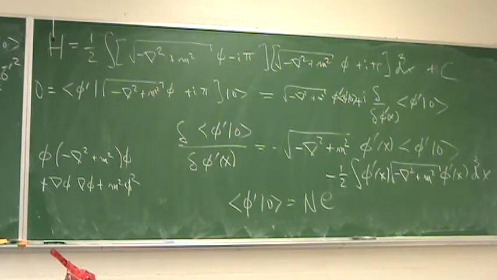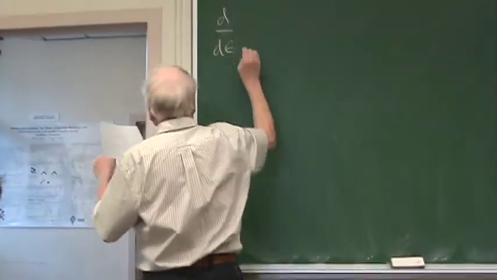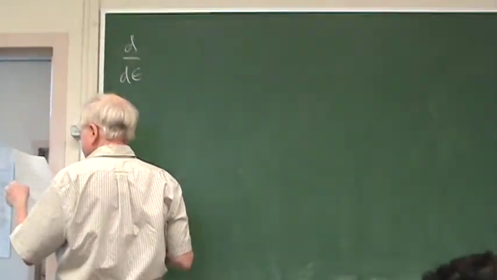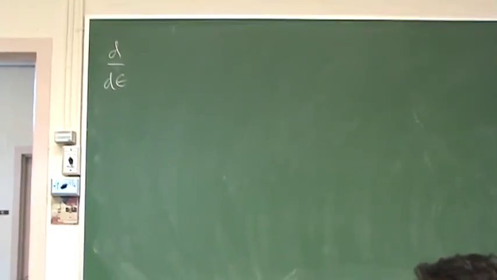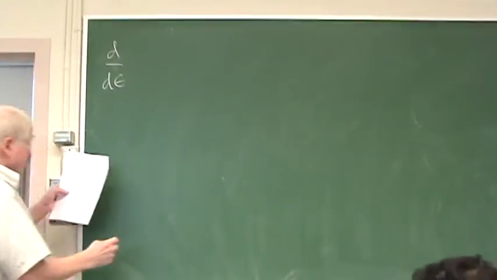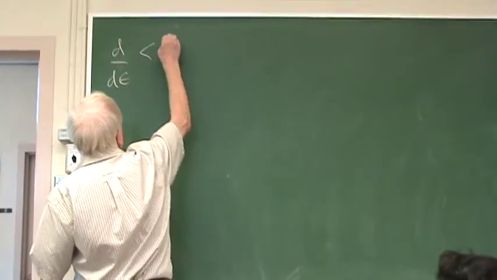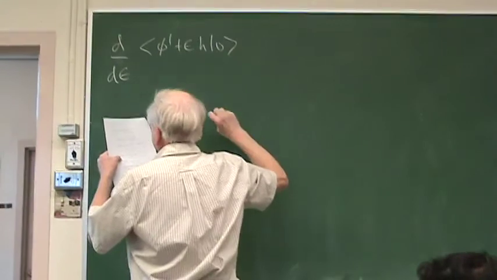All right, let me just show by explicit functional differentiation that this ground state wave function does satisfy the differential equation. So let us compute it. What we want to show is that this satisfies this functional differential equation. And so what is that thing? Well, it's d by d epsilon of phi prime plus epsilon h at 0.